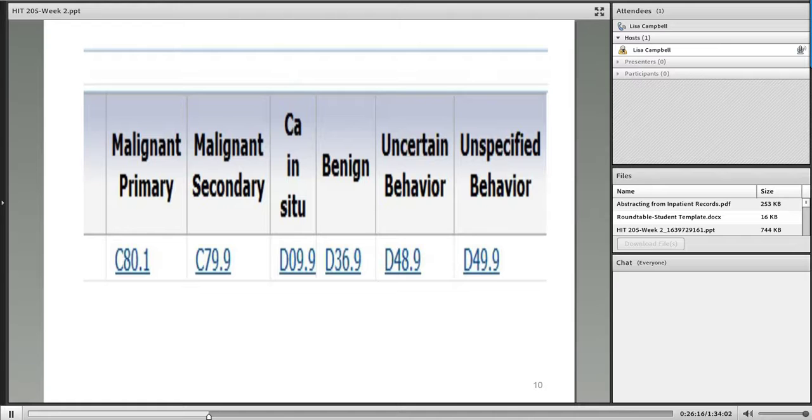The other thing that's very important to know is that we never code from the Neoplasm table. As a reminder, we must always verify our code in the tabular list. That's going to be very, very important. Okay, so that's all for neoplasms.